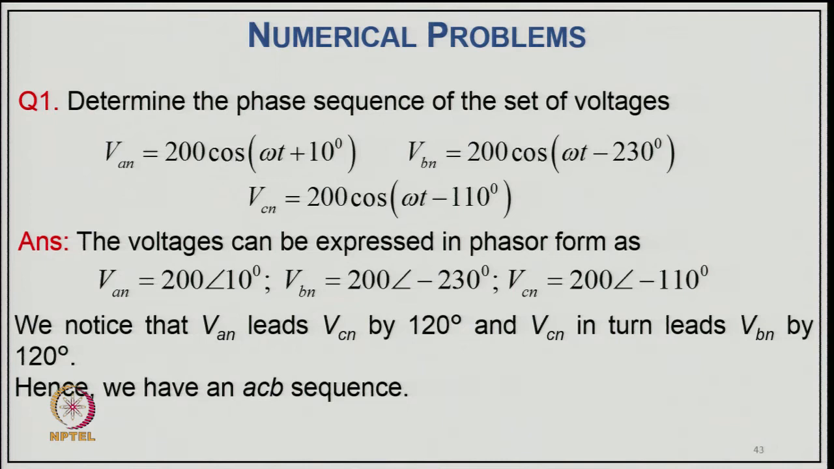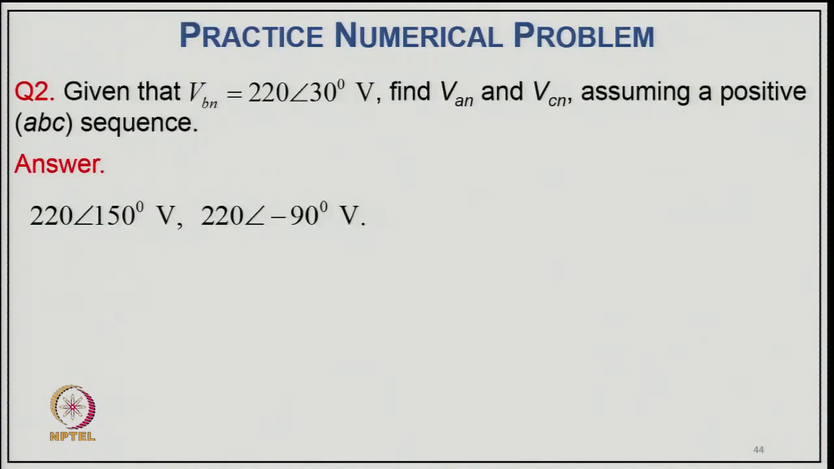So, we notice that Van leads Vcn by 120 degrees, and Vcn leads Vbn by 120. Hence, we can say this is the acb sequence, or we can call it a negative sequence in terminology. Otherwise, we say it is the acb sequence according to the voltage. Of course, similarly you can calculate in other typical practice problems.